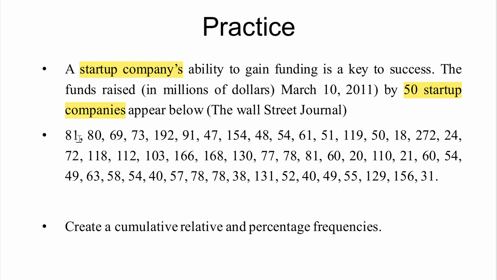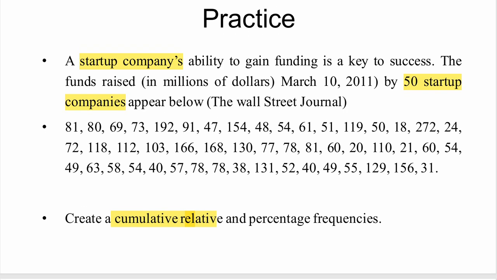Some raised $81 million, some raised $80 million, some raised $69 million. I want you to spend some time and create a frequency distribution table. Don't focus too much on the cumulative relative frequencies, but I want you to look at the relative and the percent frequencies. Using a frequency distribution table, let's create 5 classes. Create the class size, find the frequencies that go into them, and calculate the relative and the percentage frequency. So pause the video and do that.